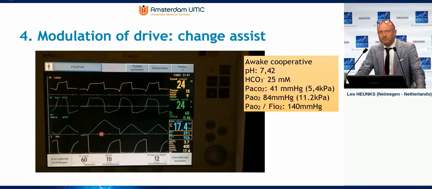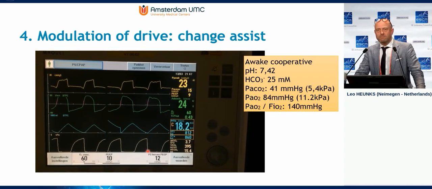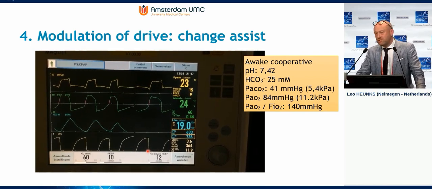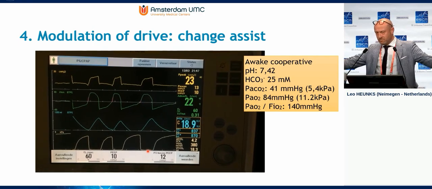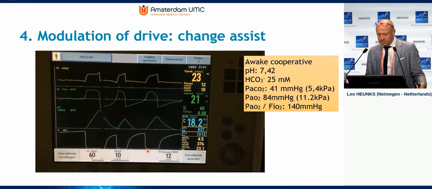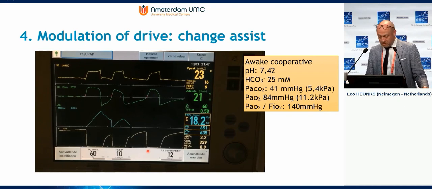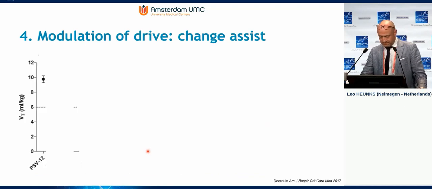Let's go back to my first patient again. As you remember, awake and cooperative, high pH, low CO2, and this time he has a pressure support of 12 centimeters of water. I guess, again, what most of you would do is reduce the level of pressure support, right? High levels of pressure support, high tidal volumes. So the first thing we'll all do is reduce inspiratory support.